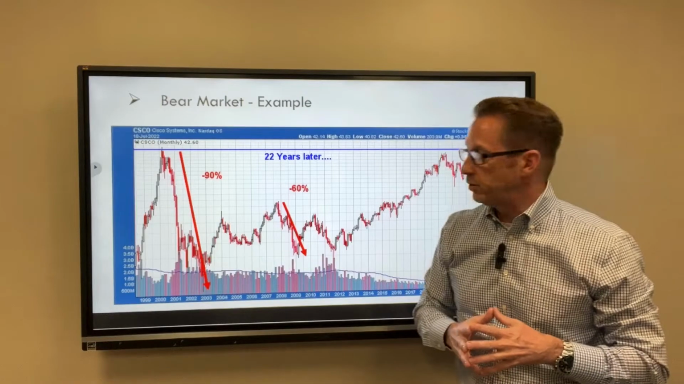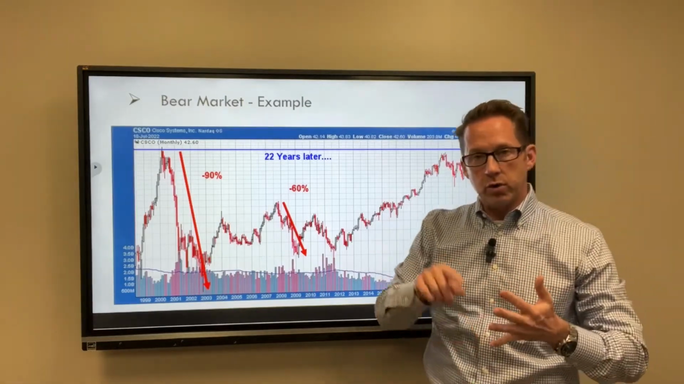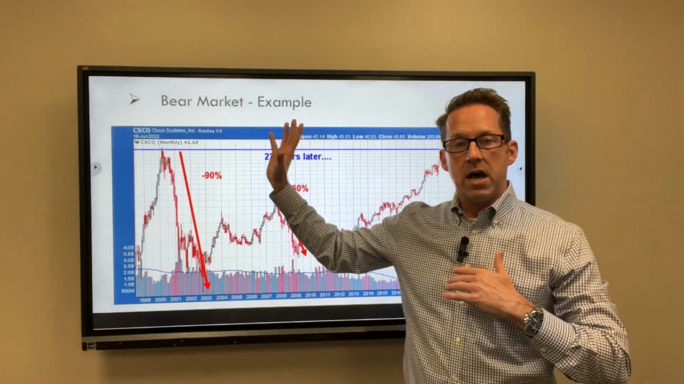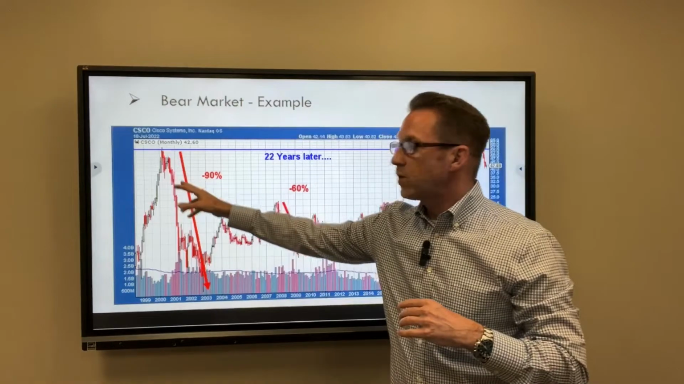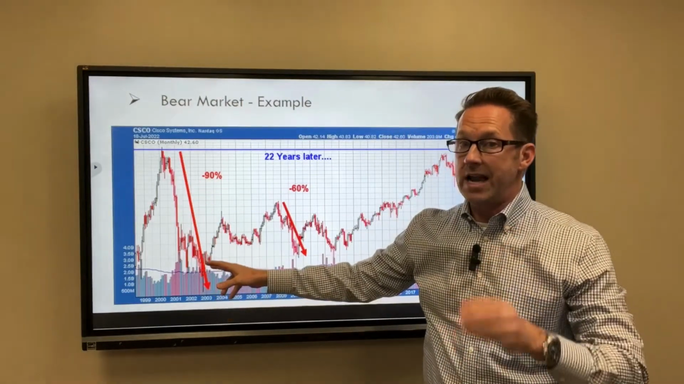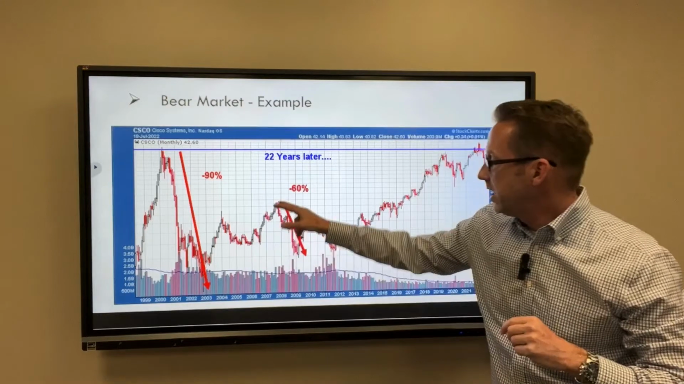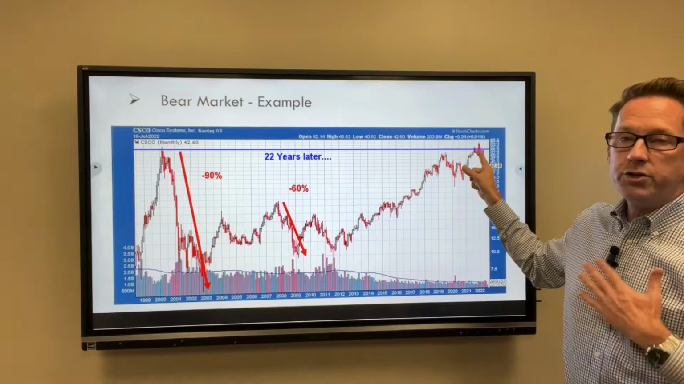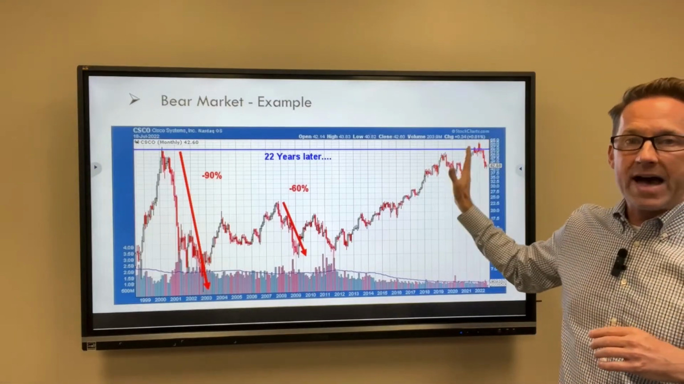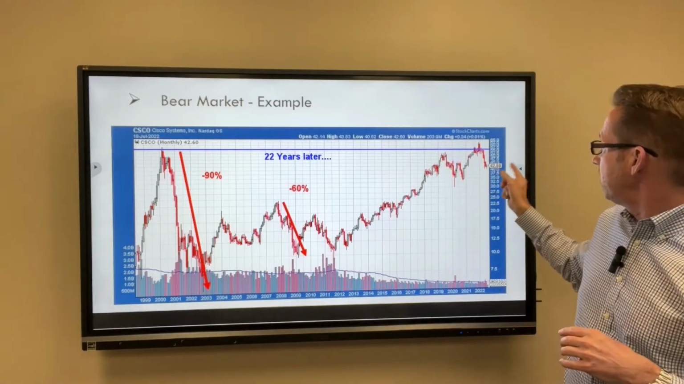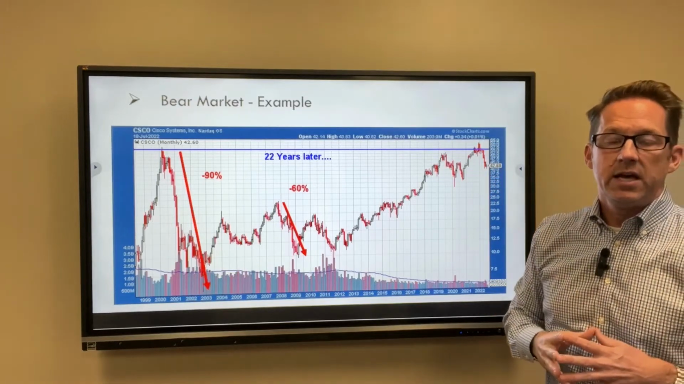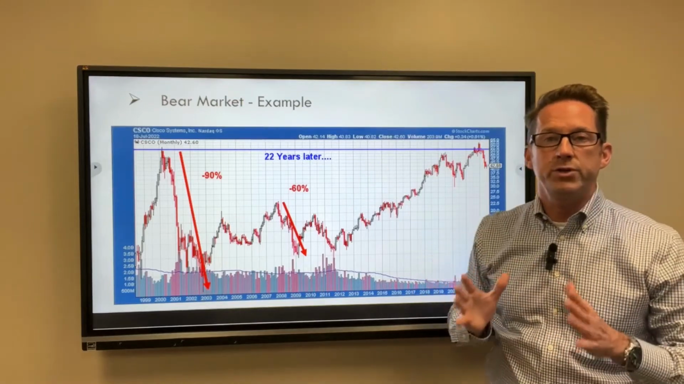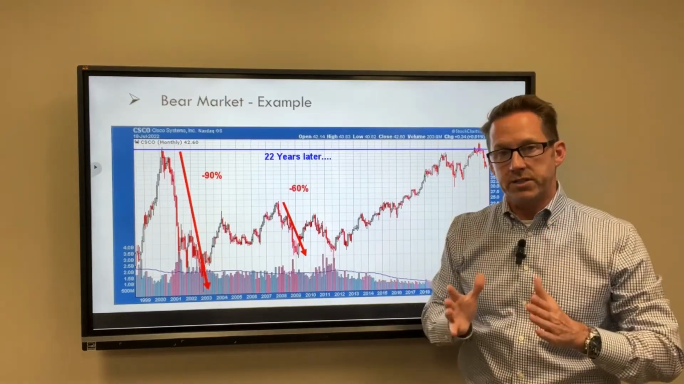Let's look at another example: Cisco. This was the Google, the Amazon, the Facebook, the Microsoft of the day back in the dot-com era. It also dropped 90%. Again, 90% in your portfolio. And then it dropped another 60%. And guess what? It took 22 years to get back to even. Through Friday, Cisco is at $42.60, so it's below its peak. You've made no money over 22 years if you bought and held Cisco.